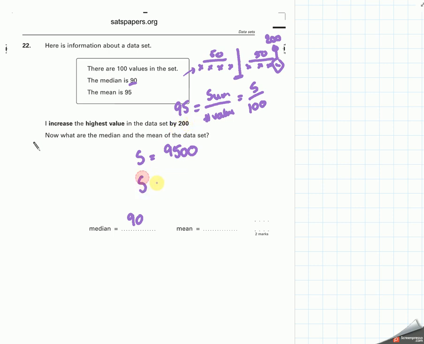So the new sum is 9,500. The 1 there just means another sum. We add 200 to it, it gives me 9,700. And when I do the mean now, it is the sum, 9,700, divided by, there are still only 100 values because we changed one, we did not add a new value to it. So divide that by 100 and now the mean is 97.